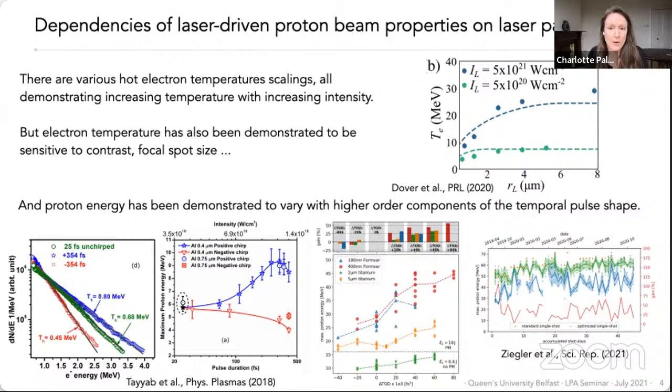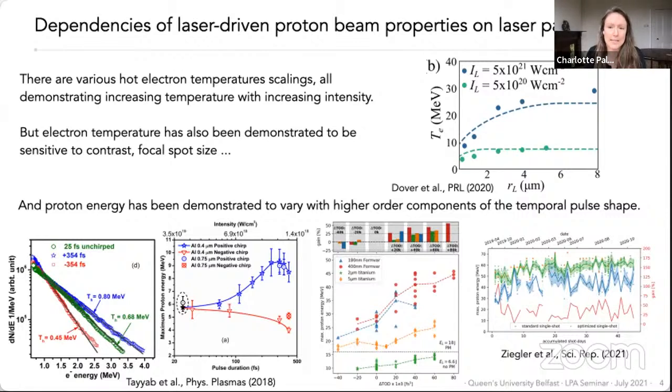So there are a number of hot electron temperature scalings that have been derived theoretically or empirically, which perform very well with experimental data. These models typically include the laser intensity, but they also include other factors, so maybe the contrast or the pre-plasma scale length. And as more experiments are performed, more factors need to be included to modify these models so that they appropriately fit the experiment and where it was performed in parameter space. A recent example is this paper from Dover et al., which published a refined model which takes into account the size of the laser focus.